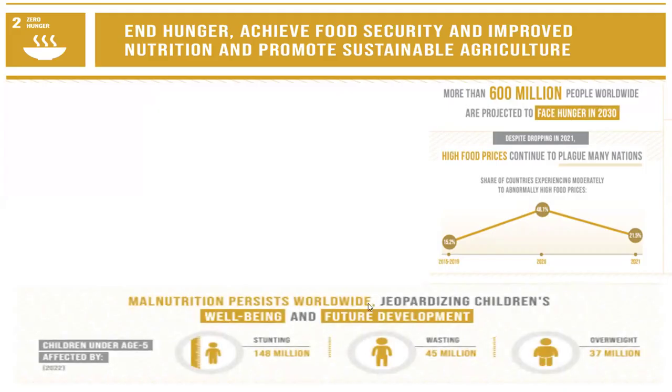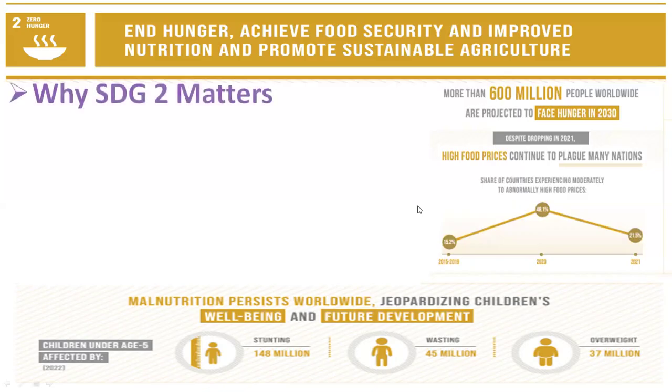Malnutrition persists worldwide, jeopardizing children's well-being and future development. Children under age 5: stunting at 148 million, wasting at 45 million, and overweight 37 million. Why SDG 2 matters is that hunger is both a cause and a consequence of poverty.